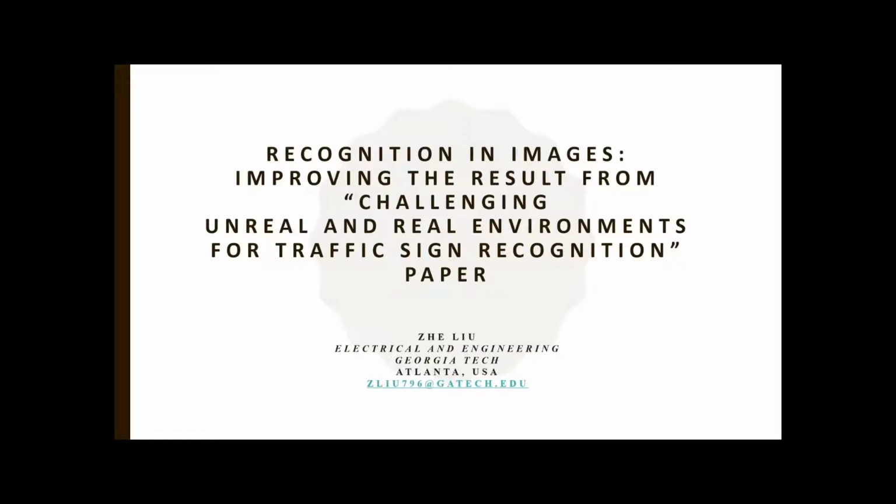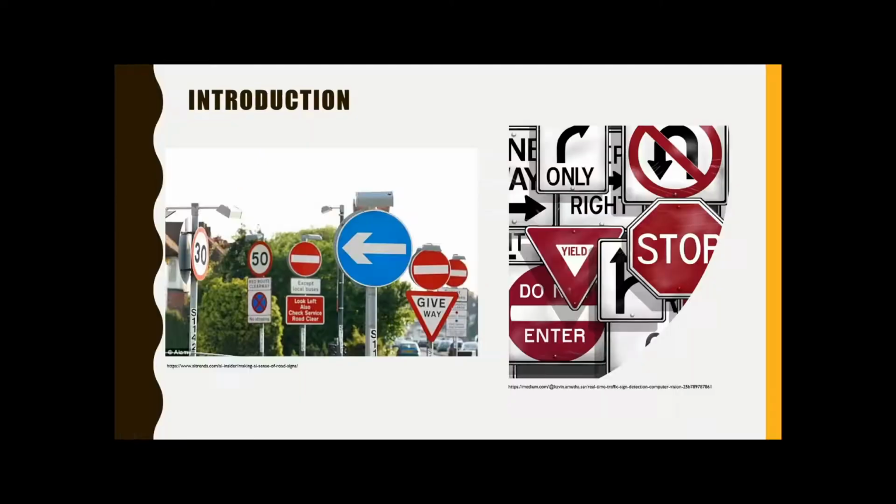This is the class project for ECE 6258 Digital Image Processing. Our project topic is improving the results of traffic sign recognition in challenging unreal and real environments. First of all, I would like to introduce the background of this project.